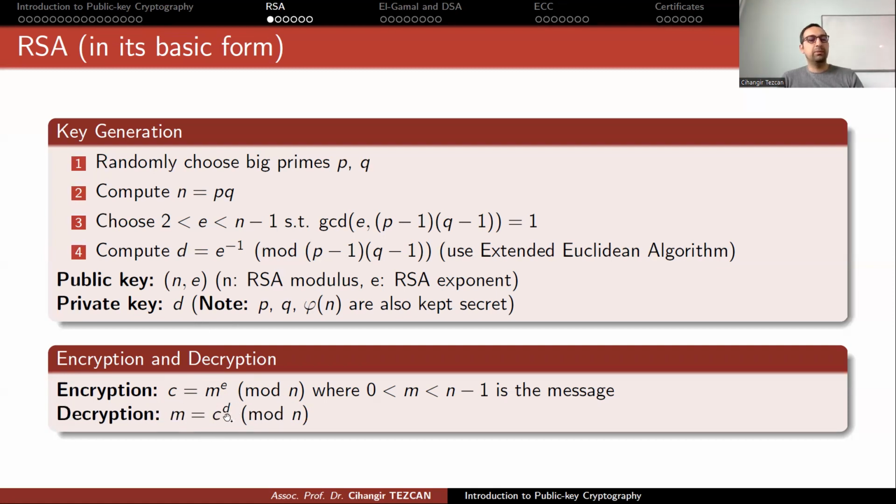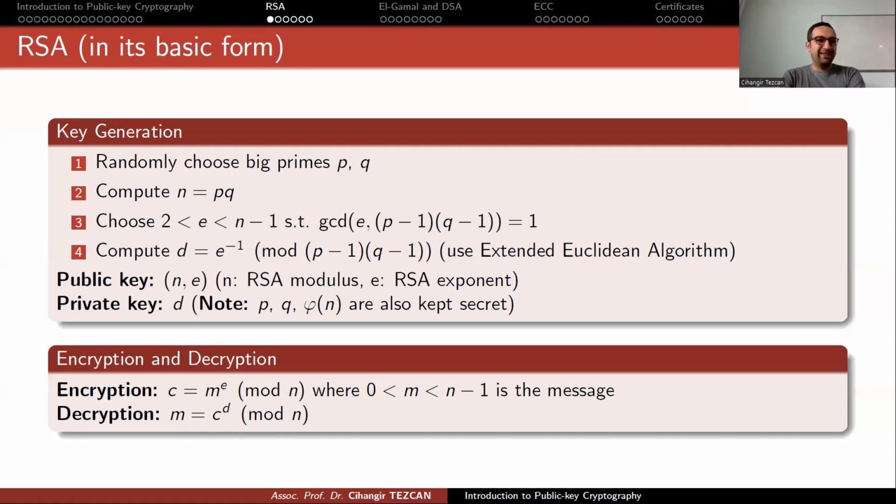Then you calculate the d power of c. Since c is actually m to the e, calculating the d power of it ends up with m to the power e times d, right? But d is the inverse of e in this modulo, so due to number theory, this would actually give you m. Okay, so here we are using a very basic trick in number theory. So anybody who wants to send you a message calculates the e power, and you decrypt it by calculating the d power.